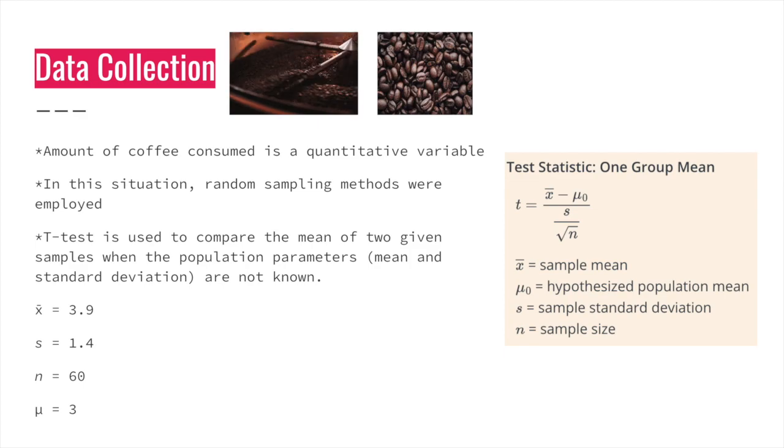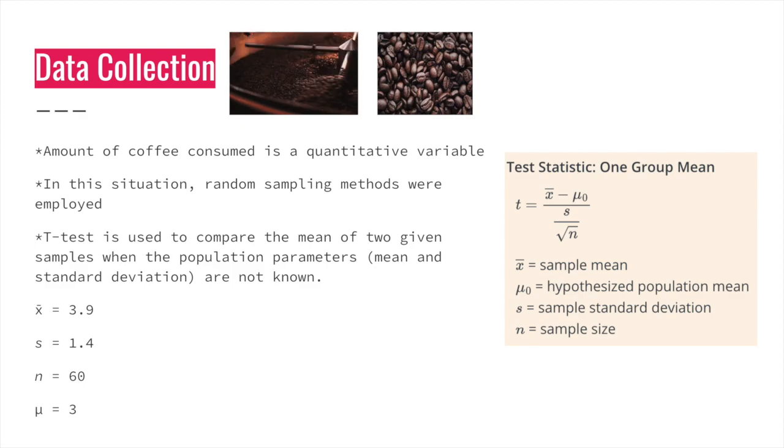A t-test compares the means of 2 groups, so in this instance, the mean for the national average of coffee cups is 3, and in this sample of the student population is 3.9. On the right side of the screen, that is the formula being used. 3.9 is the sample mean, 1.4 is the sample standard deviation, 60 is the sample size, and 3 is the population mean. Next slide. Analysis.